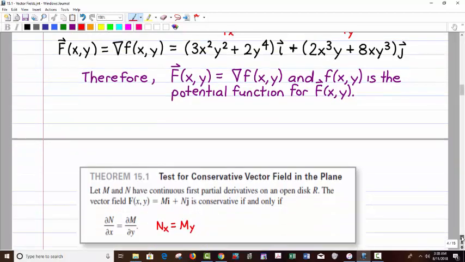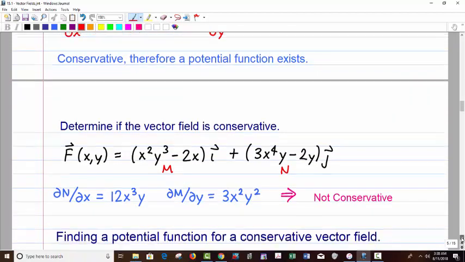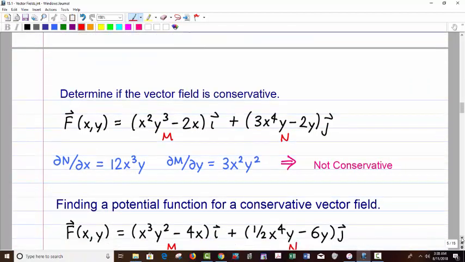So we'll do a fresh, shiny, new problem here. Well, here's one that, okay, first of all, determine. So usually, if it says determine if it's conservative, and then if it is conservative, find the potential function.